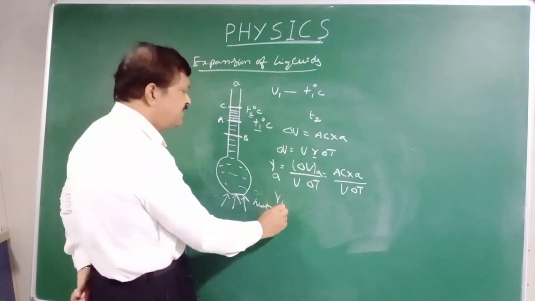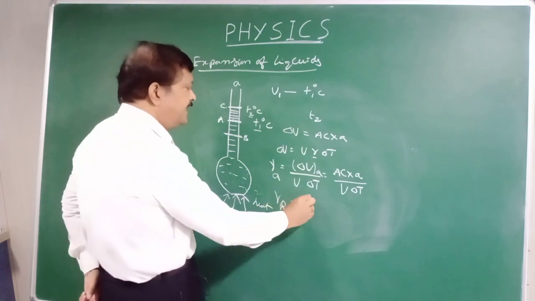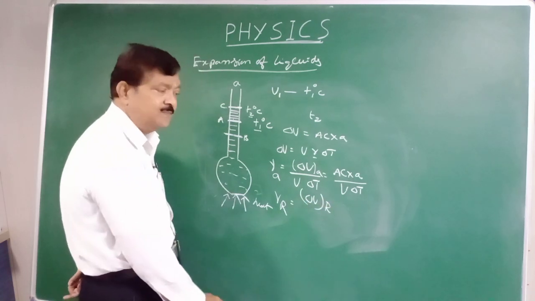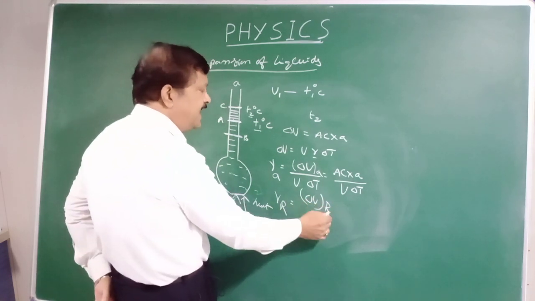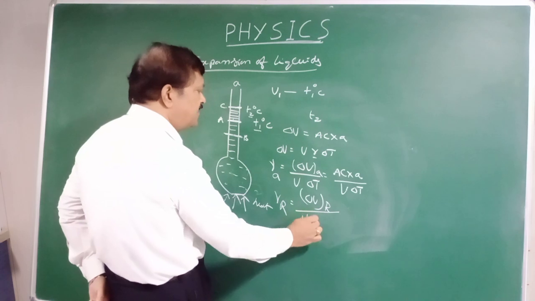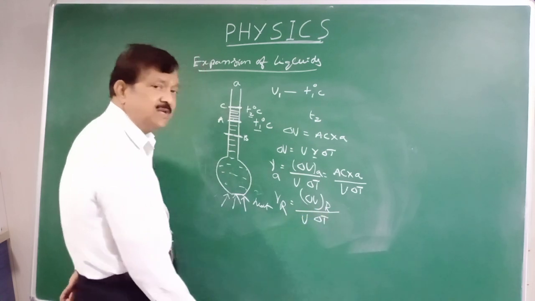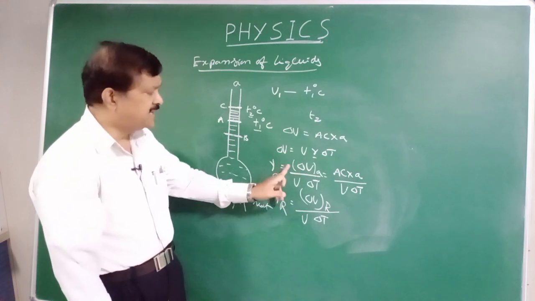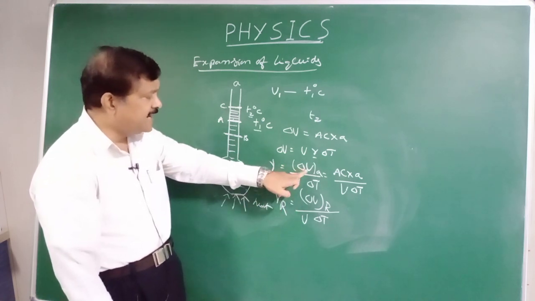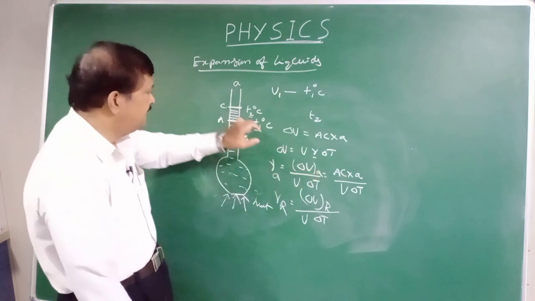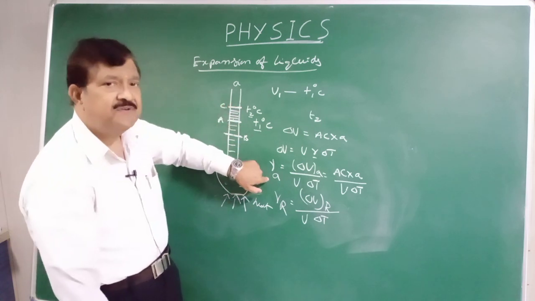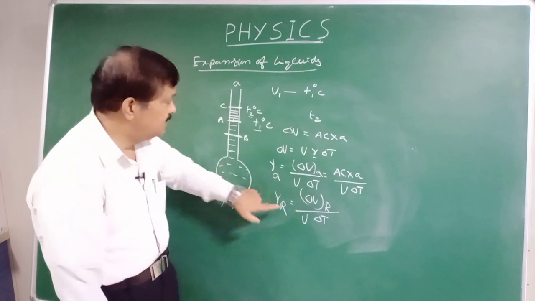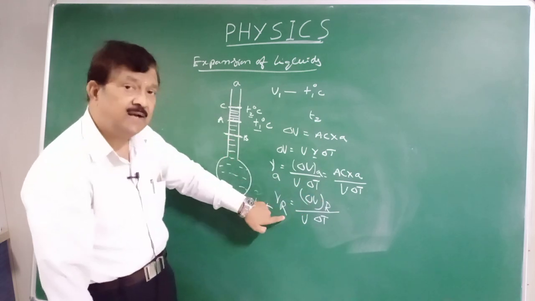So the coefficient of real expansion, how do we measure it? It is the change in the volume, but we take the real change in the volume. So delta V, which is real, divided by initial volume into change in the temperature. The basic definition is not changing. The basic definition is the same. But if you take the apparent change in the volume, that is from A to C, you will get the coefficient of apparent expansion. But if you take the real change in the volume, that is from B to C, you can calculate the coefficient of real expansion.